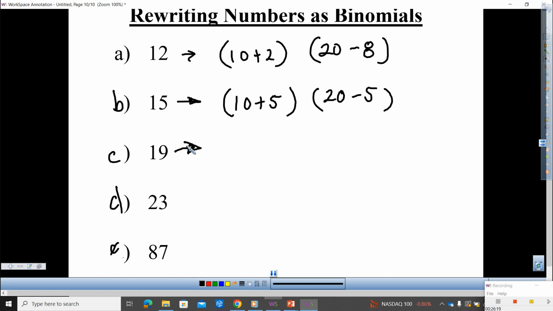All right. So with that said, do number 19 for both. Write them both ways as a binomial using 10s and using 20. All right. Show your neighbor what you wrote, please. Make sure they have the same thing or something similar. All right, you should have written what? 10 plus 9 and 20 minus 1.